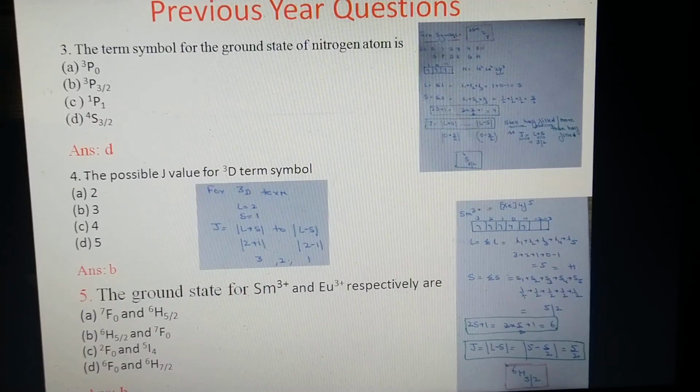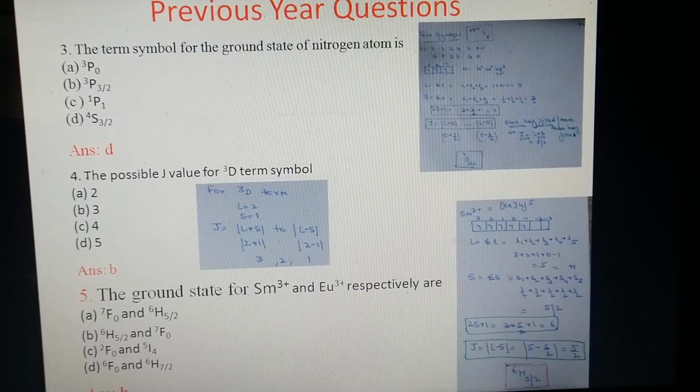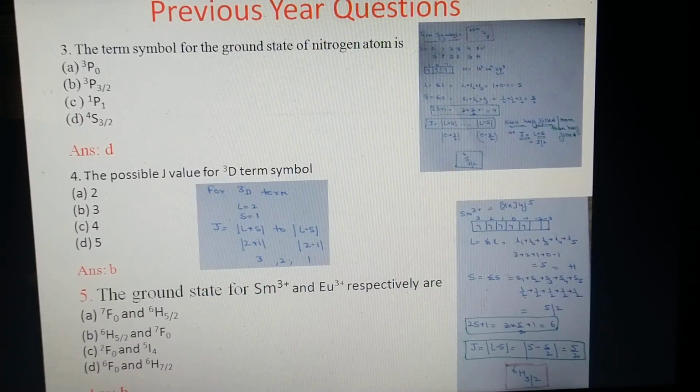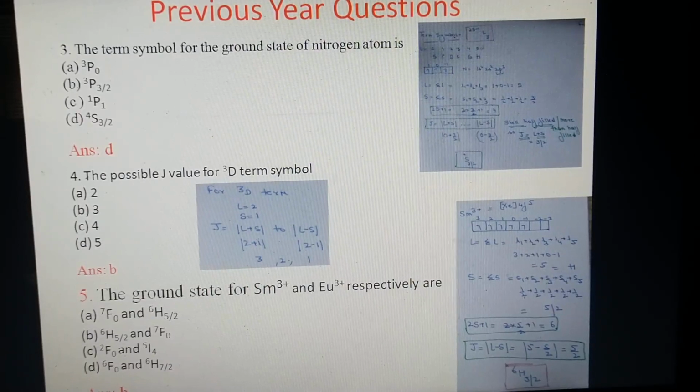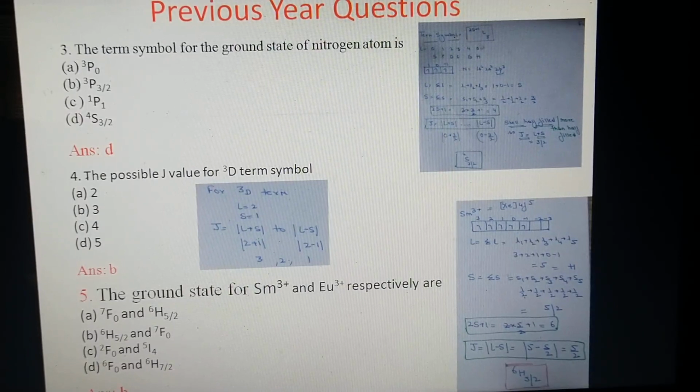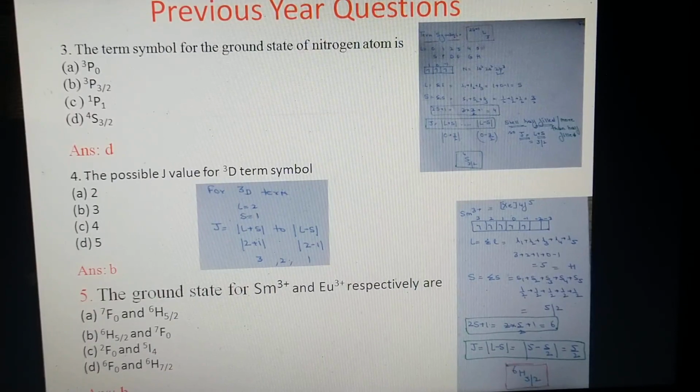The next question: the ground state for samarium 3 positive and europium 3 positive. Here a very important topic is samarium 3 positive and Eu 3 positive, which belong to lanthanide ions. So you must know the atomic number and the electronic configuration of samarium and europium. Only then are you able to calculate the term symbol, because the calculation of the term symbol is very easy, but the problem arises if you do not know the atomic number and electronic configuration. Here for samarium 3 positive, the electronic configuration is xenon 4f5.